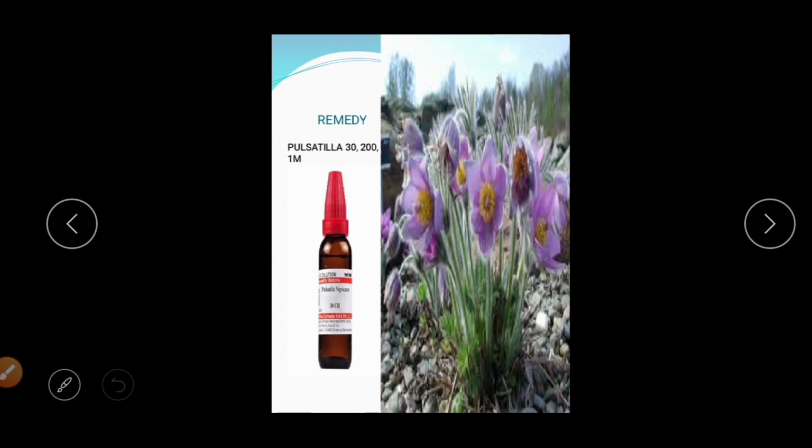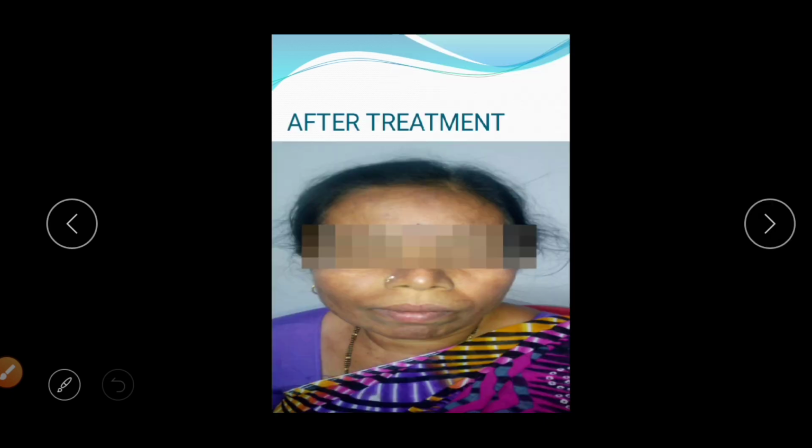Completely covered remedy is pulsatilla. I have used in this case pulsatilla 30, 200, 1M. Almost all 8 months of treatment I have continued over the patient. So she got a good result. Observe the pics. After treatment, she has got good result.